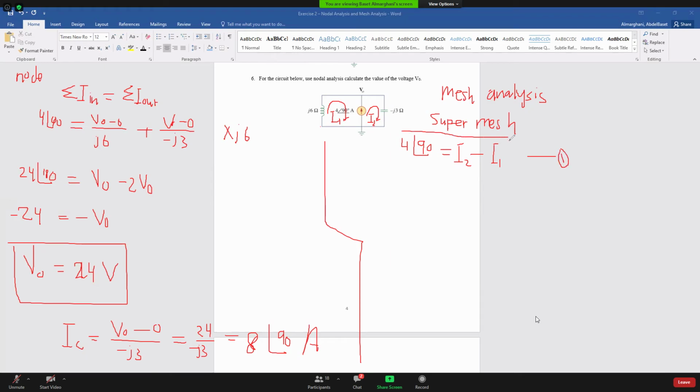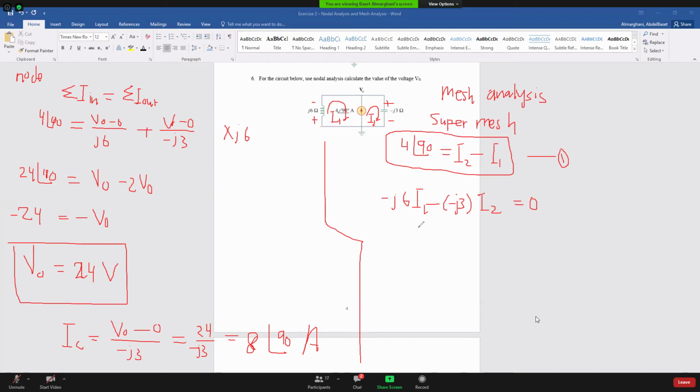Now nodal is easier here because with mesh, you have 2 meshes. Then the second one is the big loop. So polarity here is like this, and polarity here is like this. So if I start from this point, I'm gonna go around in the big mesh, not through the current source. So it's minus J6 I1, then minus J3 I2 equal to 0.